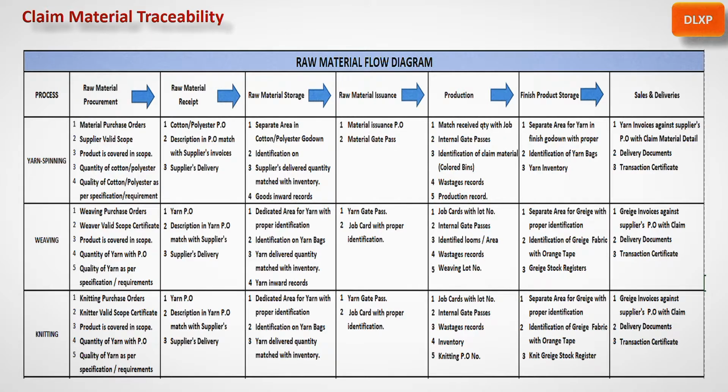Then the second stage, raw material issued to the processes. For instance, if you have raw material in terms of cotton or polyester, and you issue it to the spinning section, then the raw material issuance PO and material gate pass are available to verify the quantity and ensure that this raw material, this lot number, is issued to the production side. In production, each and every stage mentions the lot number for traceability purposes. For instance, match received quantity with job number, internal gate passes, identification of material, color bands.